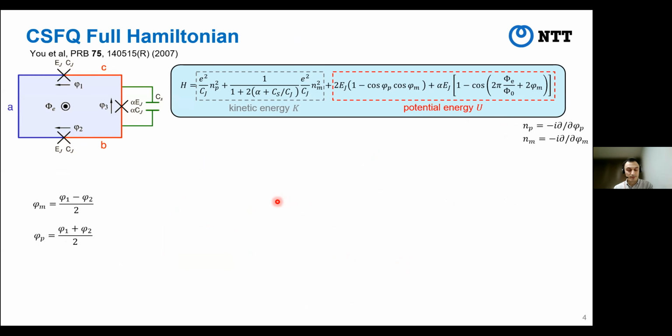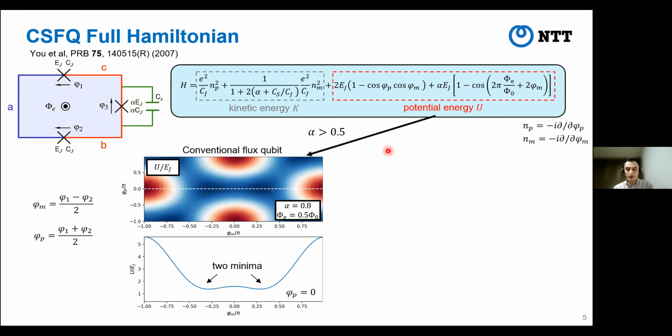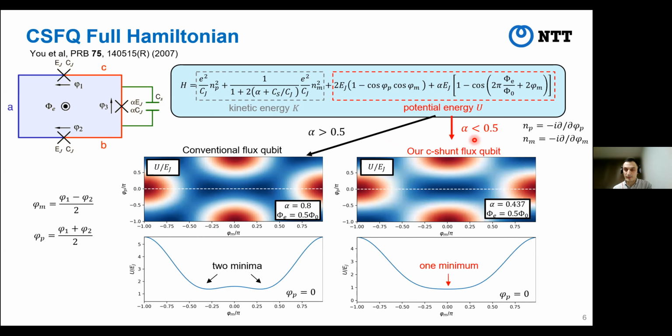Our qubit is quite different from a conventional flux qubit. At the top, I show the full Hamiltonian of a flux qubit with a shunt capacitance in the general case. The potential energy of the qubit is determined by the last two terms, and the shape of the potential depends on the alpha value. For a conventional flux qubit, the alpha parameter should be greater than 0.5, and the potential has two minima. Those two minima correspond to anti-clockwise and clockwise persistent currents. The situation is different in our case. In our case, the alpha parameter is smaller than 0.5, and the potential has only one minimum.